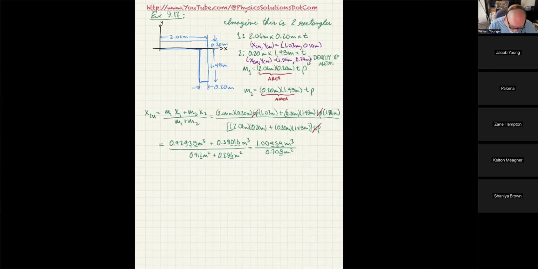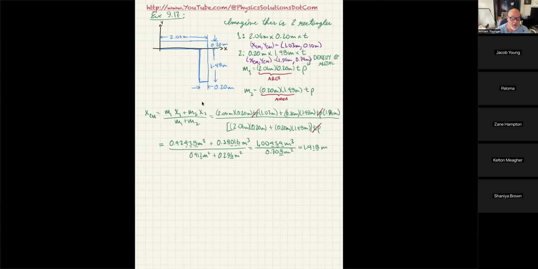So now I'm going to take the 1.00454 and divide it by 0.708. And that's going to give me 1.418. And notice that just gives me units of meters. And with this, I was dividing 3 sig figs by 2 sig figs, so really I only have 2 sig figs. So the 1 and the 8 are not sig figs. But that's our x center of mass, 1.4 meters roughly.